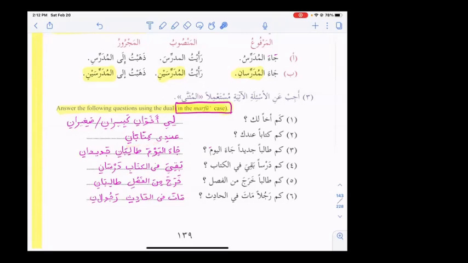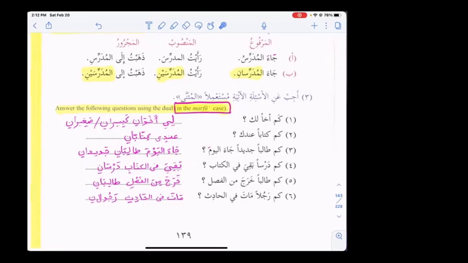Marfu bil alif li'annahu musanna. Kam taliban jadidan ja al yawma? Everything is dual here. How many new students came today? Ja al yawma, today. Two students came today. Talibani, two students, jadidani. So ba, again, da, these are all the sign of its marfu, li'annahu musanna.